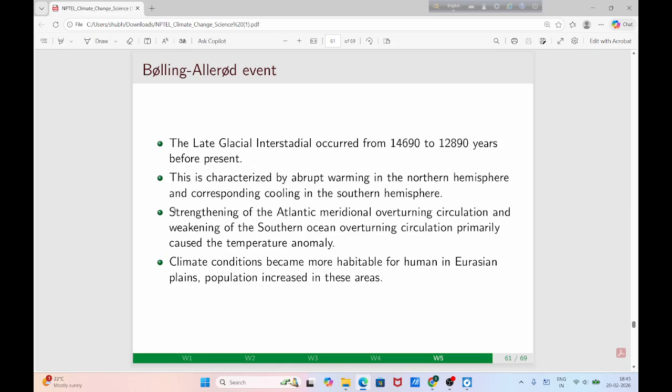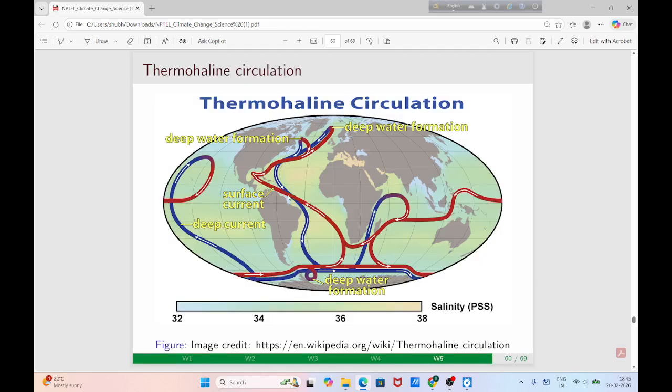So the reason for that is strengthening of the Atlantic meridional overturning circulation and weakening of the Southern Ocean overturning circulation. Now, what will happen? Let's understand from the picture. Let's say this circulation is weak and this circulation is strong, then it will carry more heat towards the northern hemisphere. You can see the red paths are carried, that is going towards the northern hemisphere. So this will carry a lot of heat from the southern hemisphere, and this is from Antarctic.